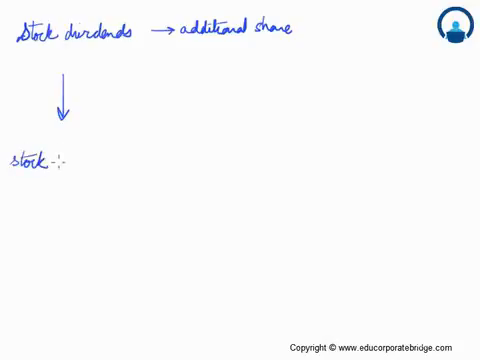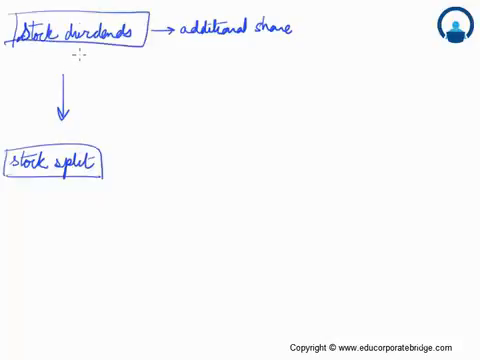So on one side we have the stock dividends, and these stock dividends essentially issue additional shares to the owners. If you compare this stock dividend with another similar term called stock split, what do you think would be the key difference between the two?